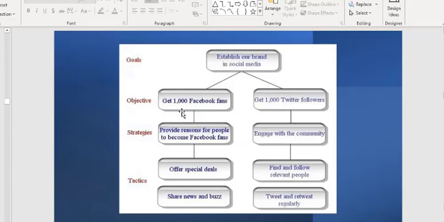So we want to get 1,000 Facebook fans, Twitter followers. And this 1,000, having a particular number to it, is key. Because if it says we just get Facebook fans, that's not specific like an objective should be. All right, the strategy will be to provide reasons for people to become Facebook fans. Then the tactics will be to offer special deals, share news and buzz, find and follow relevant people. In order to do this, tweet and retweet regularly. So this is an example of how that looks like in real life.